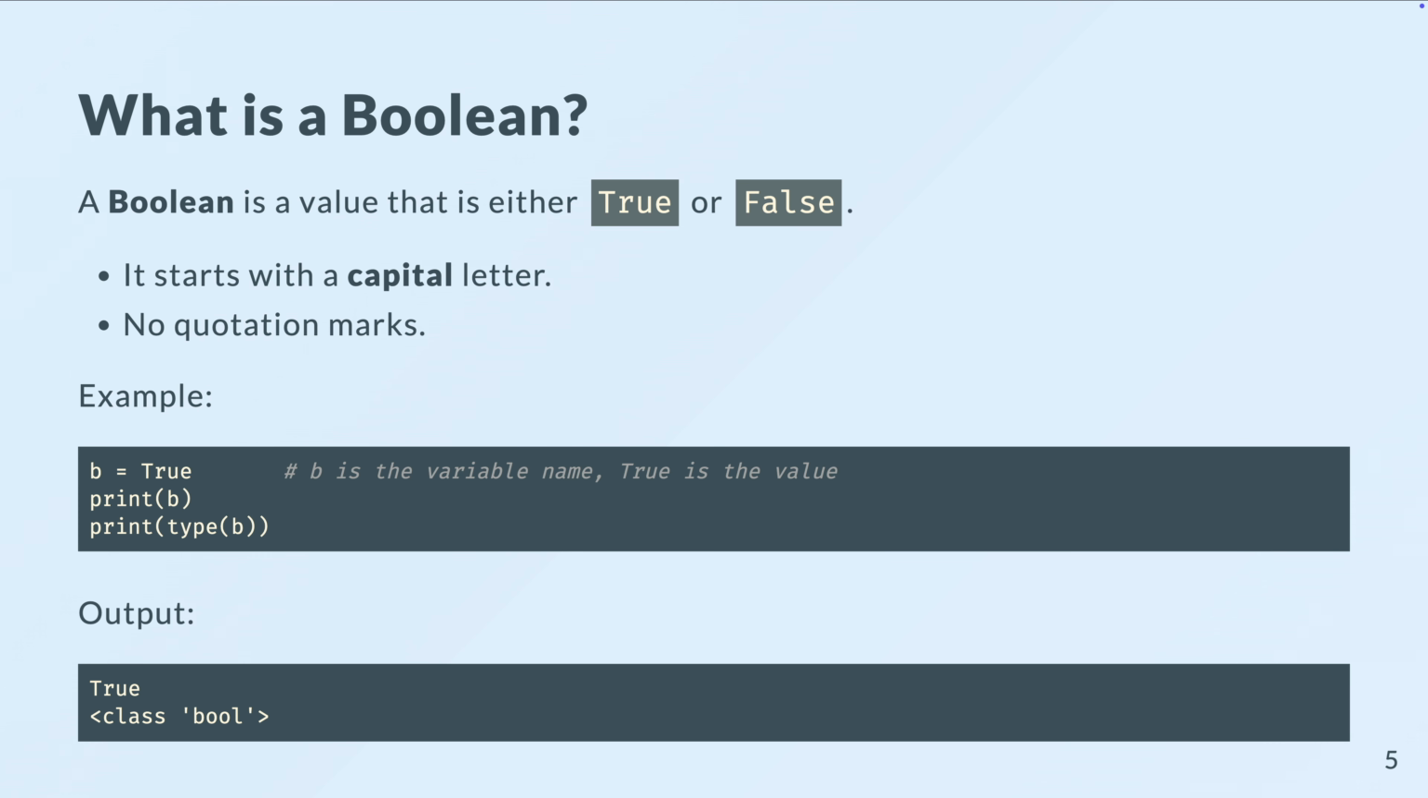Here is the output. First, Python prints True. That is the value stored in b. Second, Python prints class bool. Bool is short for Boolean. So b is a Boolean variable.